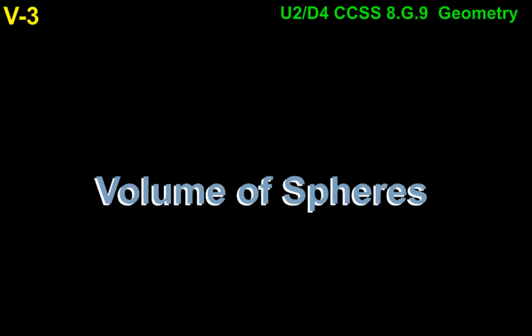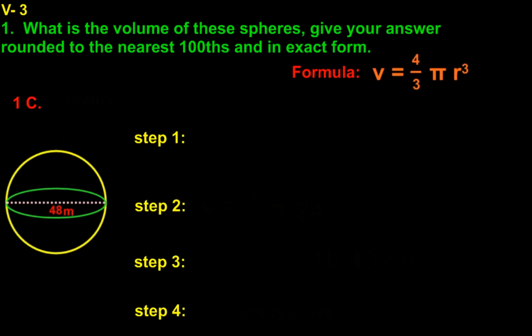Tonight's homework is V3, Volume of Spheres. We'll start by taking a look at question 1C. You're asked, what is the volume of these spheres? Give your answer rounded to the nearest hundredths and in exact form. And our formula is V equals 4/3 pi r to the third power.